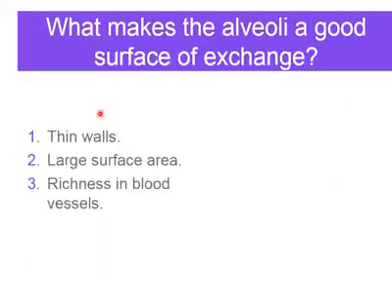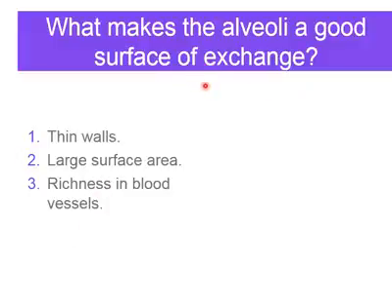Finally, we are going to know what makes the alveoli a good surface of exchange. So why is it a good surface of exchange? Because it has thin walls. The alveoli are very thin and they have a large surface area. You have millions of alveoli in the two lungs. Finally, third, it is rich in blood vessels. This richness in blood vessels helps it to be a good surface of exchange.